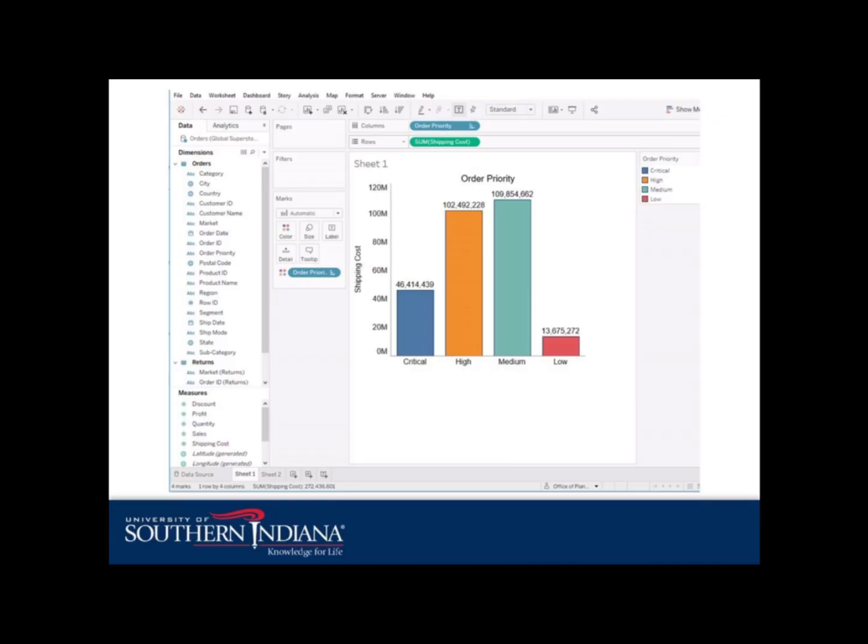So that's why when you throw a dimension out onto your view, it gives you more insight. It leads you to ask more questions, you dive deeper into the data.